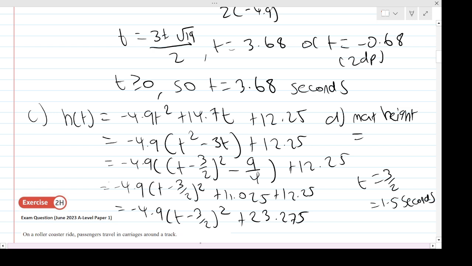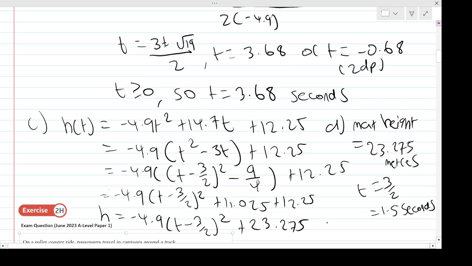And then the maximum height is, well, if this bracket equals 0, then this whole thing goes away. So that'll all go to 0. So I'm just simply left with the number outside. So the maximum height, remember h would equal this whole thing, because h of t is equal to that. So h, then, we're left with 23.275. So that will be 23.275 meters for the maximum, and therefore the time is when again the bracket equals 0, so I have to set t to equal 3 over 2, and that'd be 1.5 seconds. Cool. That's it then. Nice.